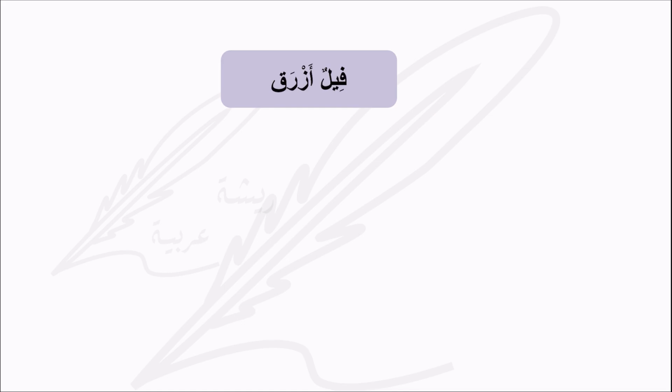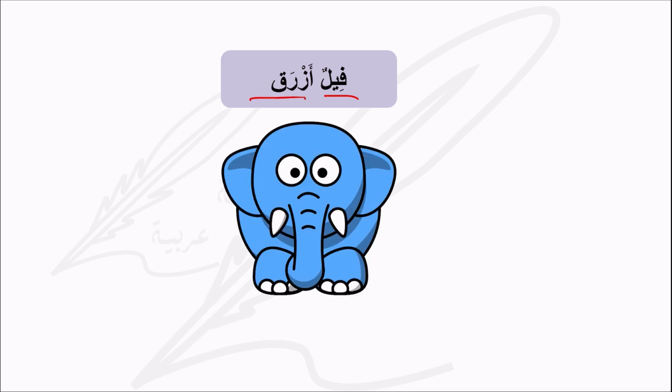So what are you expected to see? What animal and what color? Yes, so we have فيل, elephant. أزرق is blue. So blue elephant. فيل أزرق.